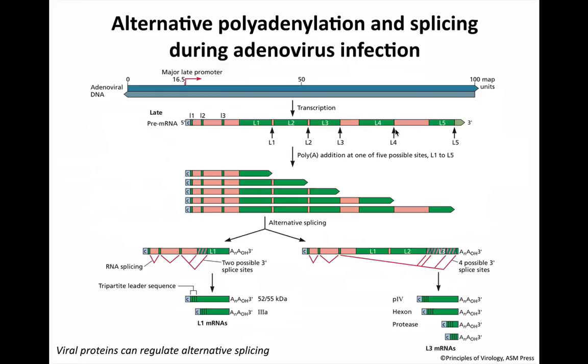It remains a mystery why this is such a bizarre mechanism for making adenovirus late mRNAs. One idea is that it's a good way to ensure that every mRNA contains the 5' tripartite leader, which is important for efficient translation late in the infectious cycle.